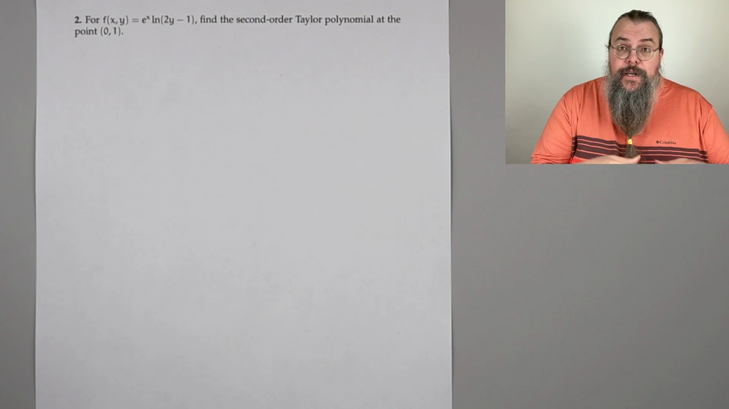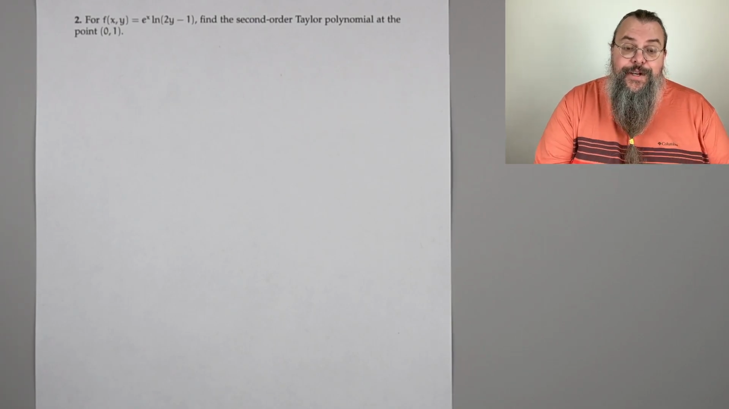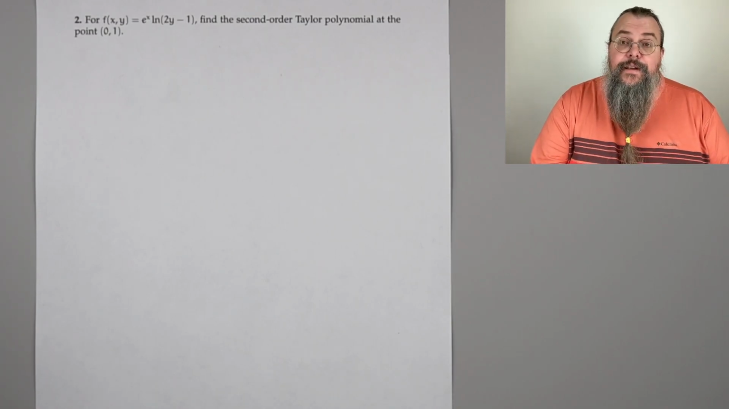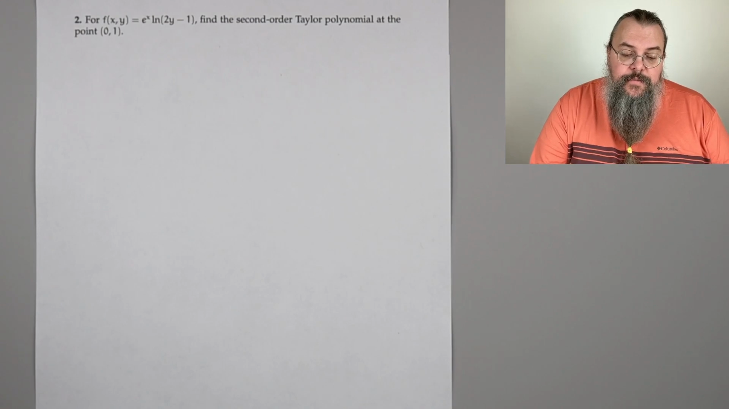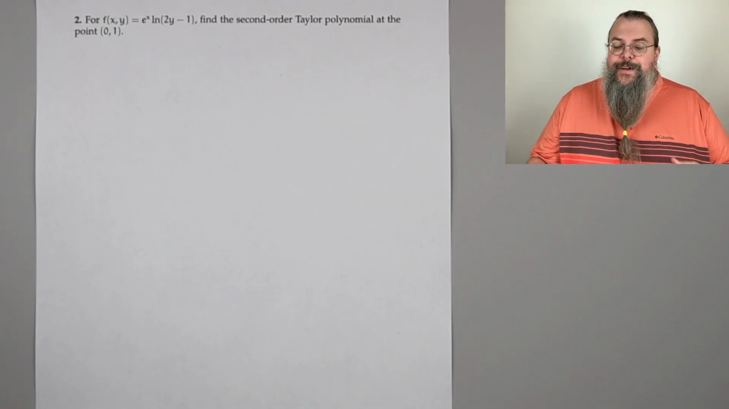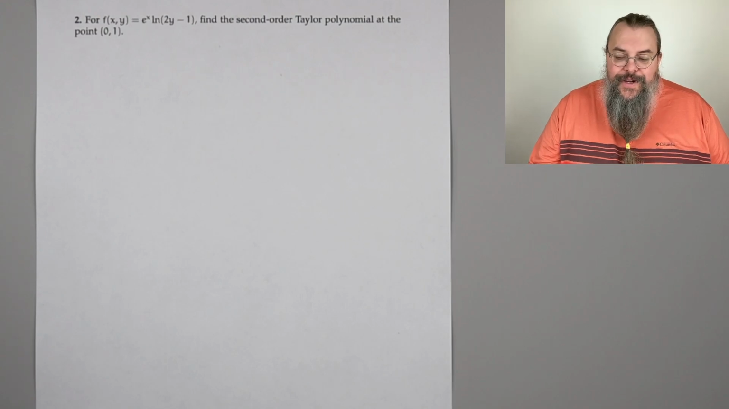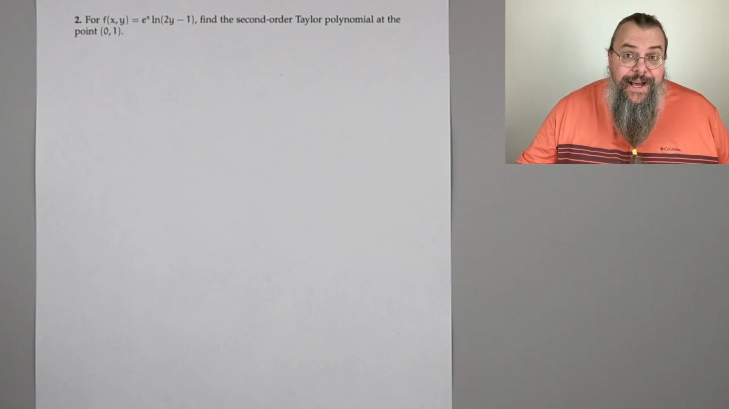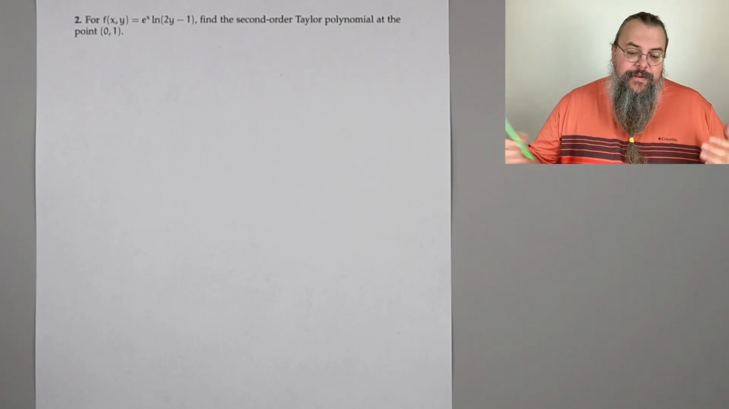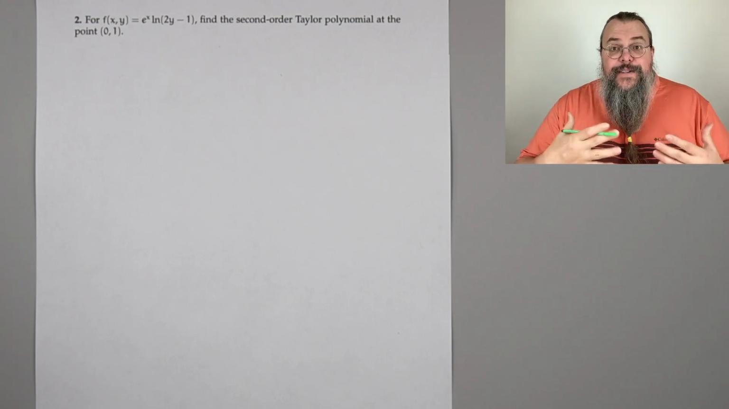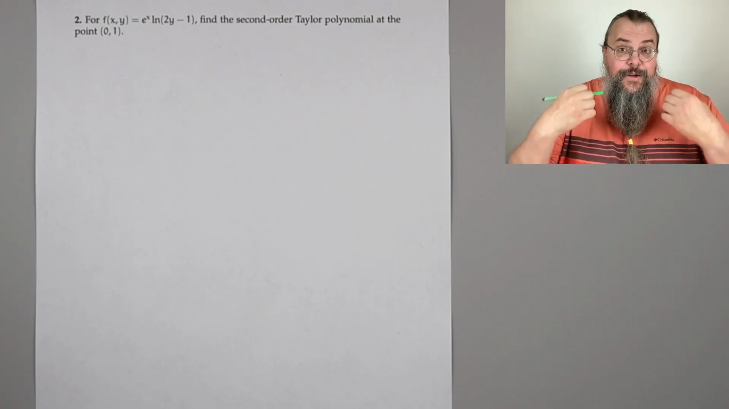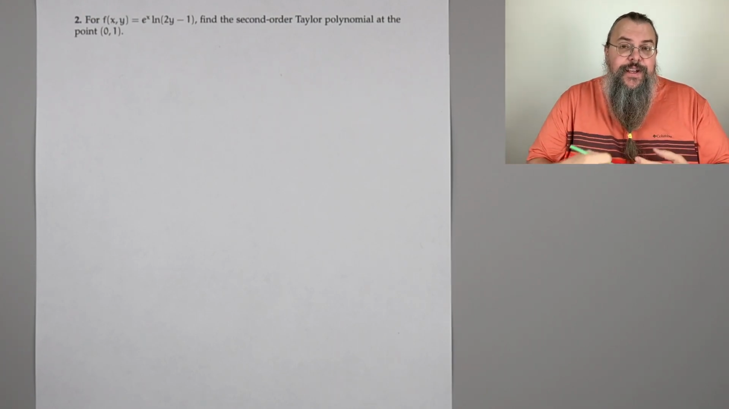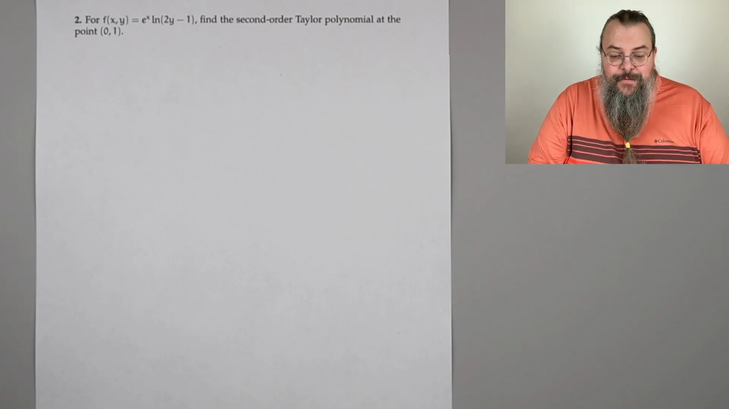For f of xy is e to the x times the natural log of 2y minus 1, find the second order Taylor polynomial at the point 0, 1. Okay. Now, this is not bad, but what's going to go on here is we're going to do lots of partial derivatives. So this is a test of partial derivatives, almost a test of stamina, if you will.